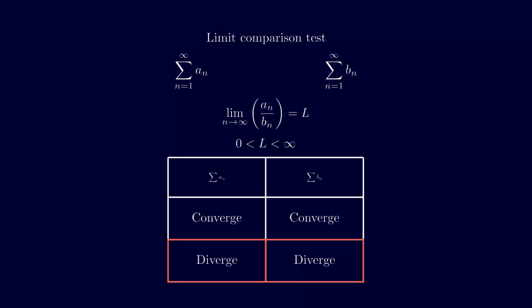Think of the limit comparison test as the glue. If you glue them together by using the test, then they have to stick together, doing the same thing. The limit comparison test often works where the direct comparison test fails, so make sure you know how to use it. Either way, both tests will require you to come up with another series that you can compare it to.